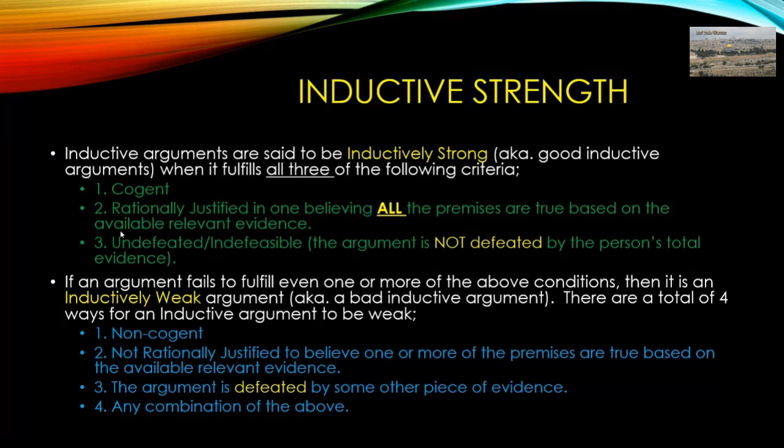So, for example, there are ways for an inductive argument to be said to be weak. Number one, if it's non-cogent. Number two, if it's not rationally justified. Or number three, if the argument's conclusion is defeated by some other piece of evidence, or any combination of the above, right? So long as you have one or more of those three criteria that fail, then it's an inductively weak argument.